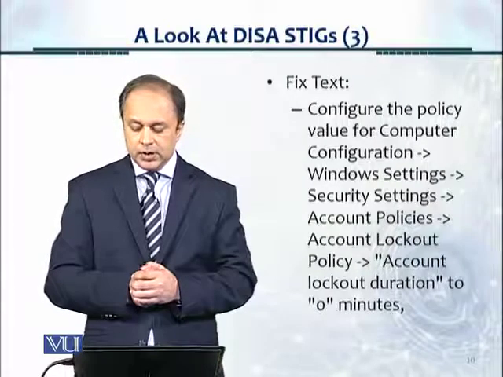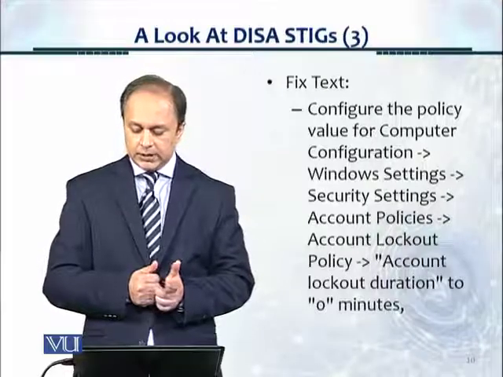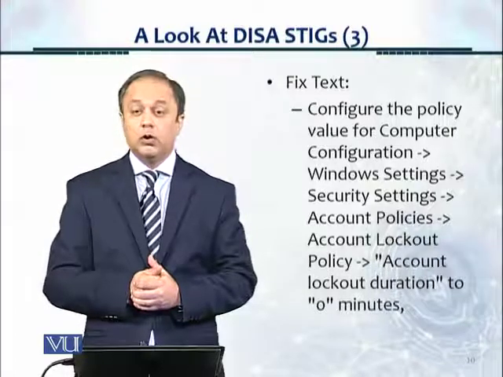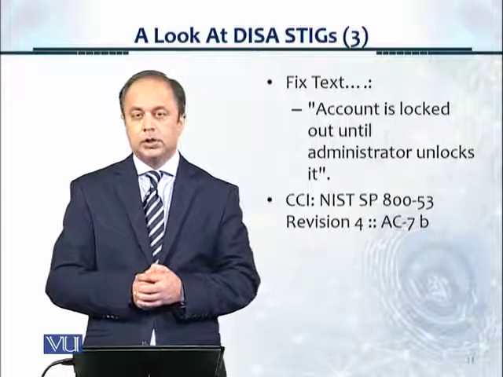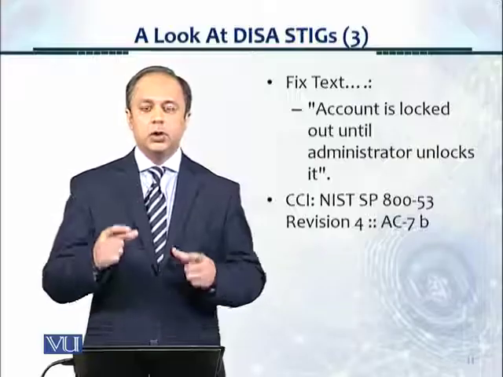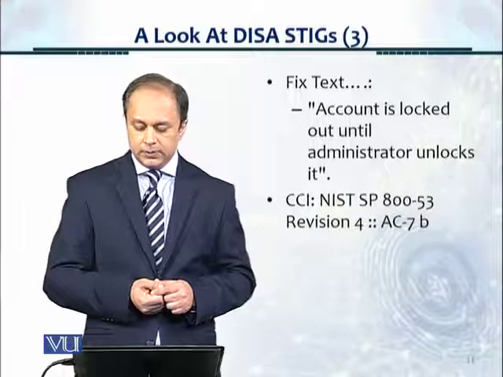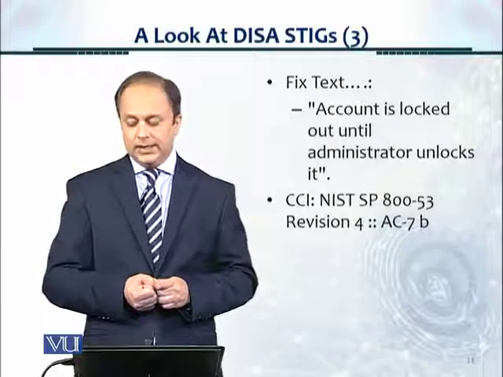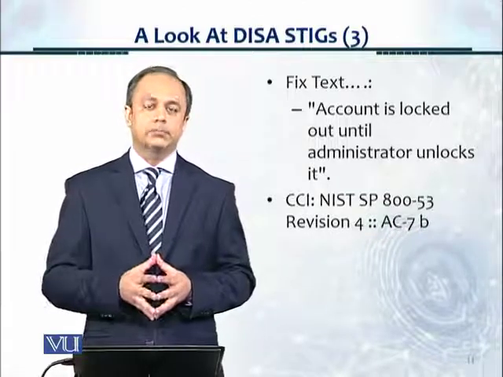And the fix text says, configure the policy value for computer configuration, Windows settings, security settings, account policies, account lockout policy, and account lockout duration to 0 minutes. So this is what it should be set to. Account is locked out until administrator unlocks it. So in this particular control, it's asking you to set the value to 0 so that if the account is locked out, then the administrator will have to unlock it. And the CCI reference is given as NIST SP 853, revision 4. NIST 853 is actually a very good document which gives a lot of controls, and the cross-reference is given here. Thank you.